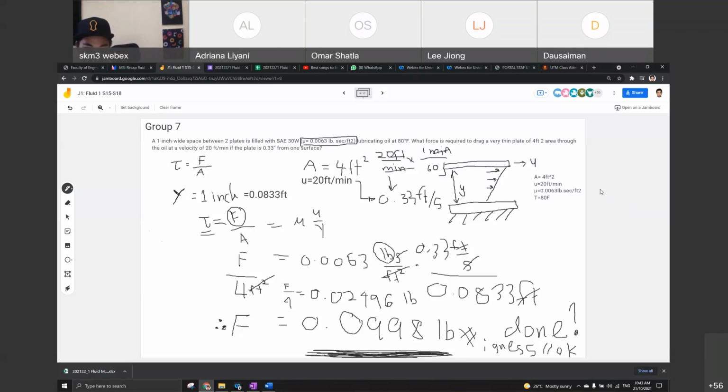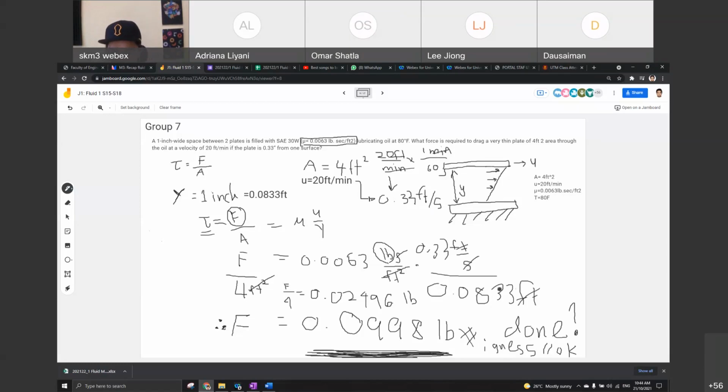Then the velocity given is 20 feet per minute. We convert it to feet per second. You can see the process above this one. So we get 0.33. After we convert everything, we put all the information given in the equation, which you can see below. We write F per 4 feet square equals the viscosity, which is 0.0063 pound second per feet square, multiplied by 0.33 feet per second over 0.0833 feet.